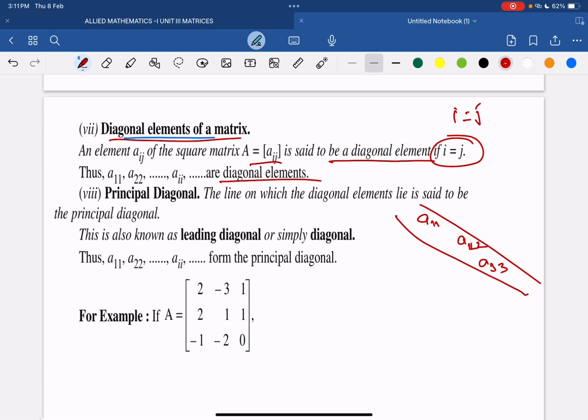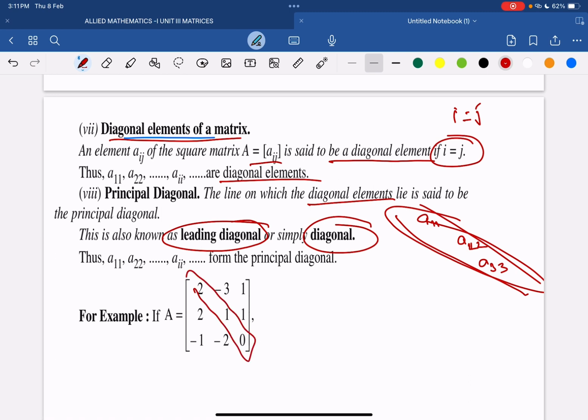This line is also called the principal diagonal. The elements are called principal diagonal elements. This is also known as the leading diagonal or main diagonal. So here the diagonal elements are 2, 1, 0, the principal diagonal elements. That is, A11 is 2, A22 is 1, A33 is 0.